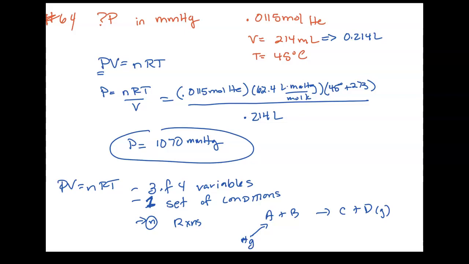You would go from grams to moles of A, just like we have before, and then from moles of A, you use the mole-mole ratio to go to moles of D. Once you have moles of D, you might be able to get pressure using PV equals nRT. So these can be combined with other things we have already learned.